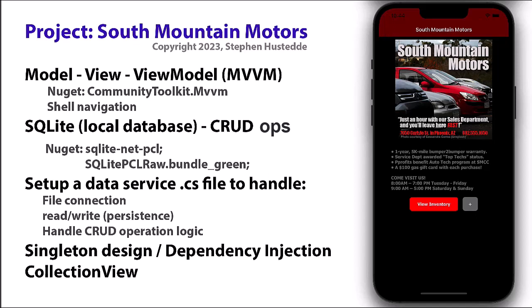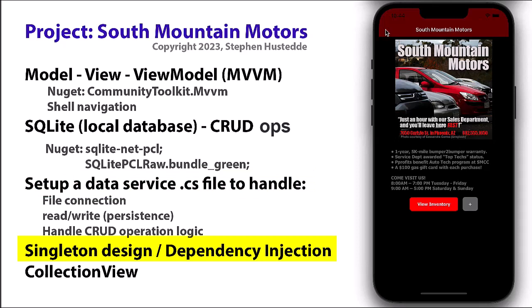raw.bundle_green. When we're setting up a Model-View-ViewModel architecture, we're also going to add in a data service that could be done as a model. We're going to do a separate folder for our data service, and that data service is going to allow us to create the connection to a local directory, read and write the data to a file in that local directory that we'll create, so data persistence, and then handle those CRUD operations, the logic of those.